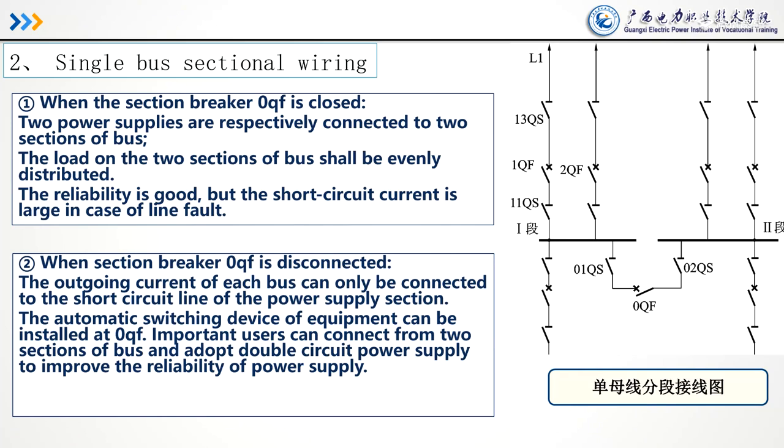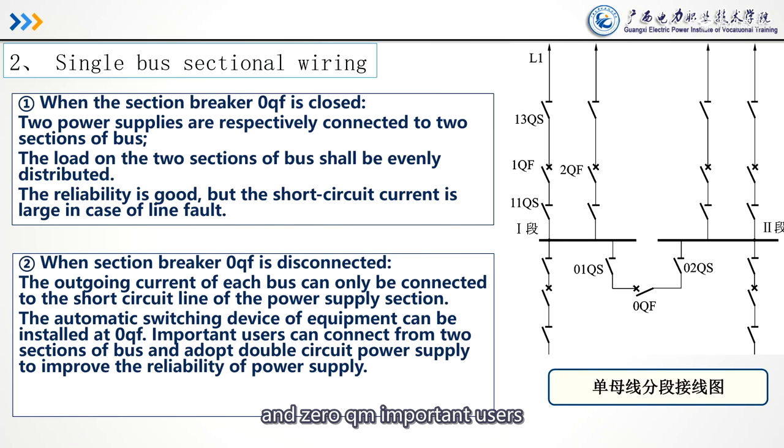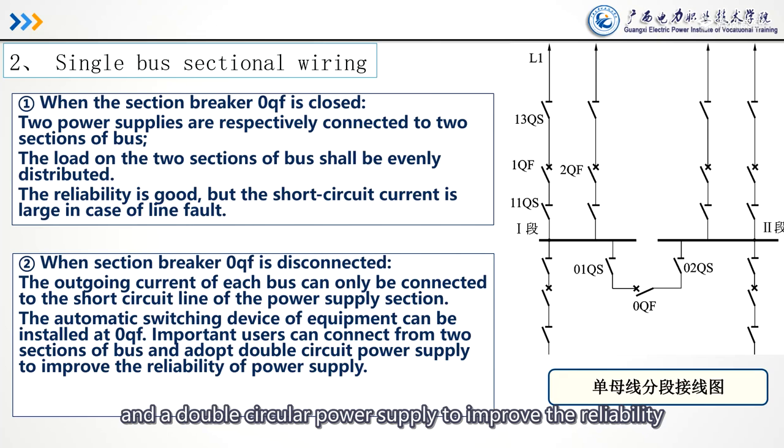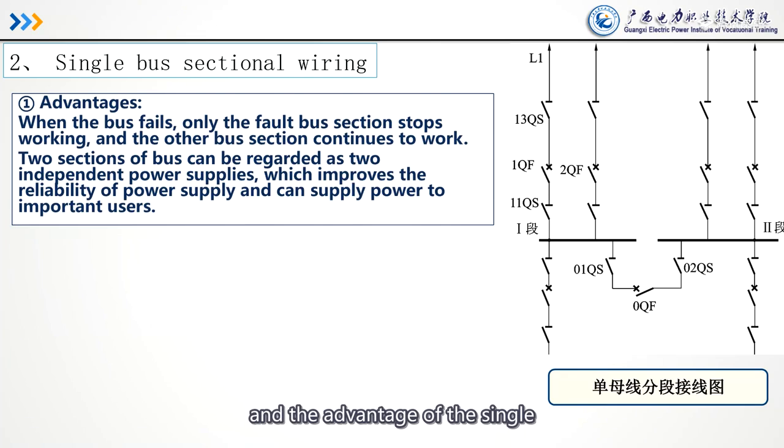The automatic switching device of equipment can be installed at 0QF. Important users can connect from two sections of bus and adopt double circuit power supply to improve the reliability of power supply. The advantage of the single bus section wiring is that when the bus fails, only the fault bus section stops working and the other bus section continues to work.